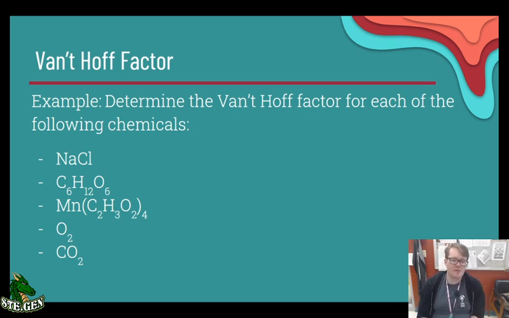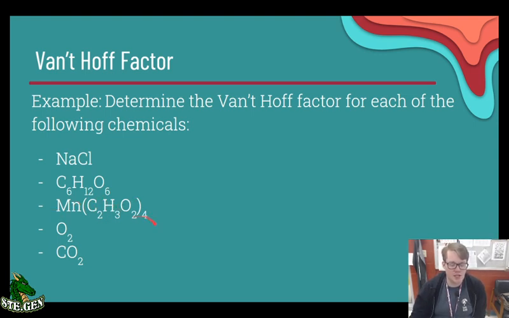All right, so I have a couple of examples here. We're going to check them out. We're going to determine the Van 't Hoff factor. We're going to do this one together right now. I just used NaCl. It's an ionic compound. It would separate into Na and Cl, so its Van 't Hoff factor is 2. The next one we have is C6H12O6. That is a covalent compound. Covalent compounds do not separate apart in liquids, so you would still just be left with C6H12O6, so its Van 't Hoff factor is 1.